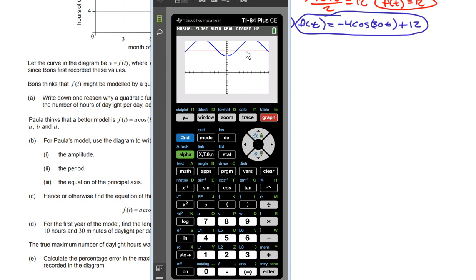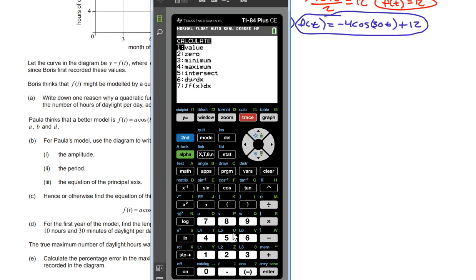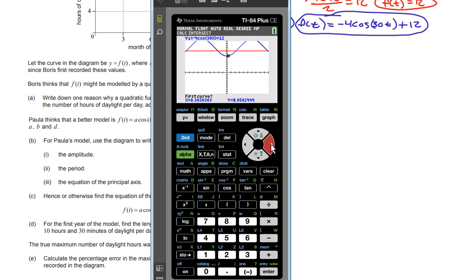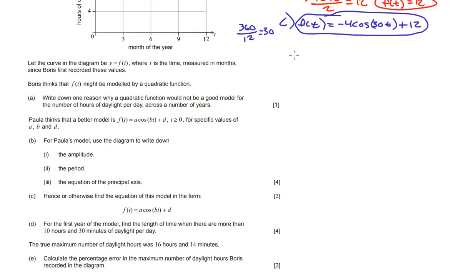So we want to know from this point to that point, because all of this in between here is above 10 hours and 30 minutes. Okay, so we would want to find the intersection. So we'll do second trace, and we're going to do 5 for the intersect. And then we just want to move it closer to this one here so that it finds that one first. So we'll do enter for first curve, enter again for second curve, enter one more time for the third. And it says the intersection's at 2.266.